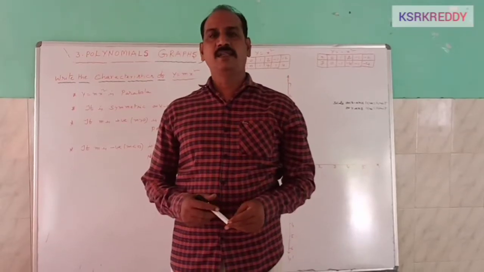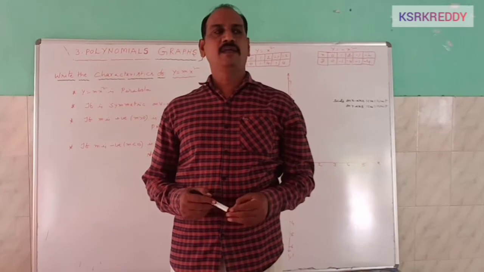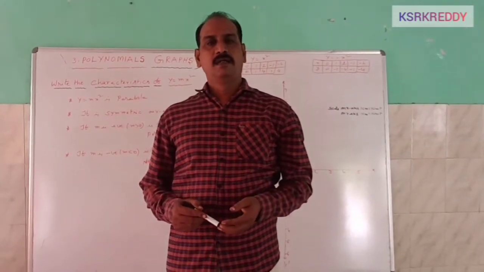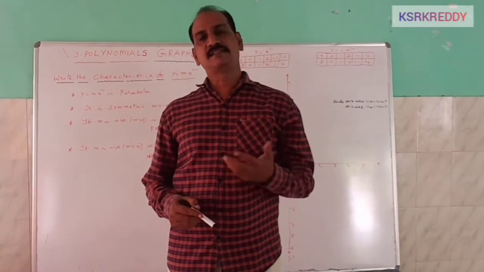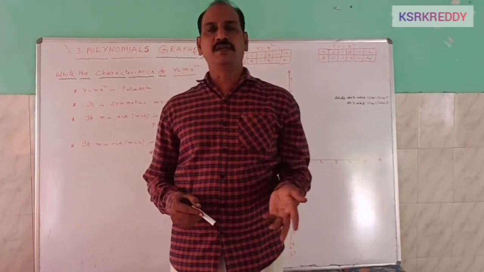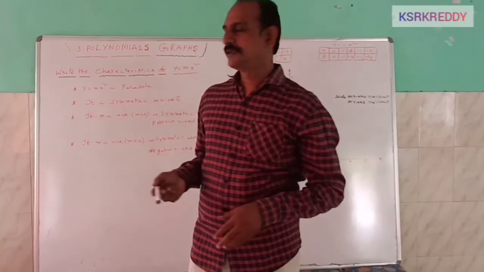Now y equal mx square. y equal mx square is a parabola. It is symmetric on the y-axis, and extends in the positive direction and negative direction. I will explain it clearly now.